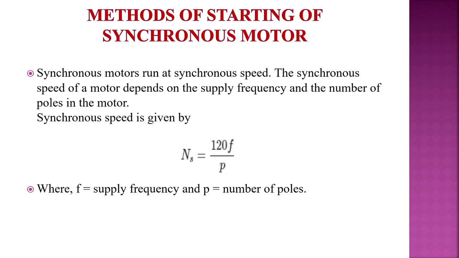Synchronous motors run at synchronous speed. We all know that. The synchronous speed of the motor depends on the supply frequency and the number of poles in the motor. The synchronous speed is given by Ns = 120 F by P, where F is the supply frequency and P is the number of poles.